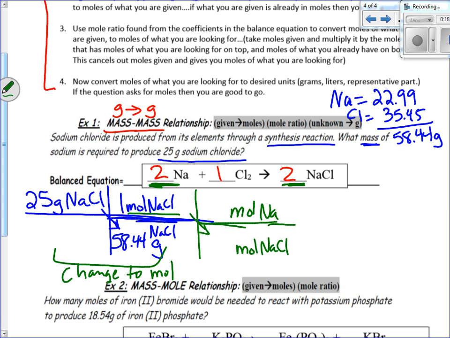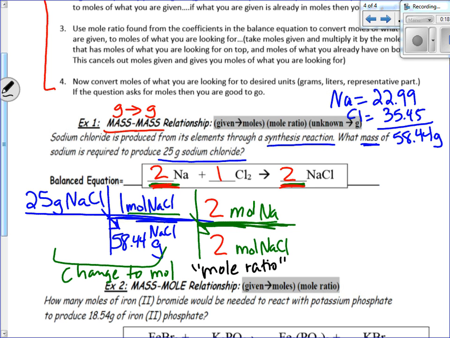All I need to use now is their mole ratio. Sorry, that line doesn't look very good. What's the ratio? How many moles of sodium chloride? How many moles of sodium? Good. So that does my middle section, the mole ratio step. This is the mole ratio part.